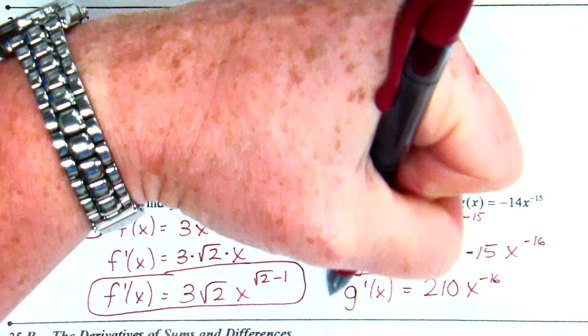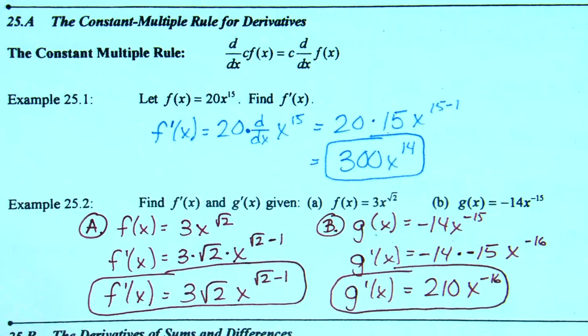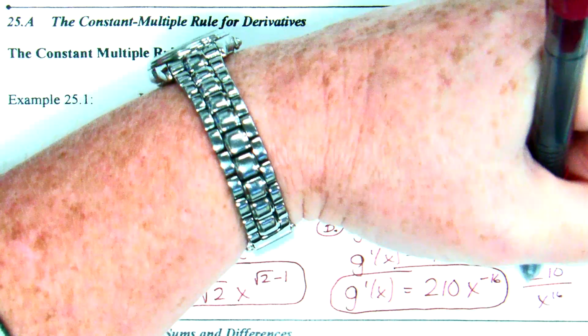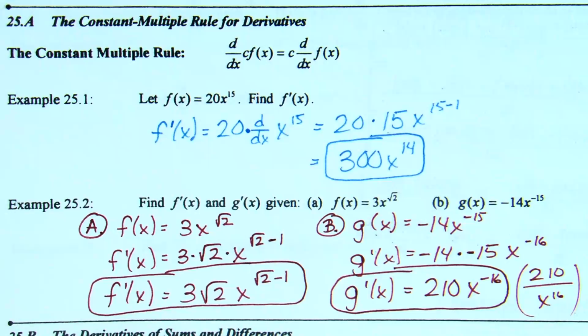For one of my answers, I do have it left as such: 210 x to the negative 16th. The answer key does often in calculus tend to leave it like this, not always though. What's the other way you could write this answer? 210 over x to the 16th, because that negative exponent would move to the denominator to make it positive. Questions on that part?